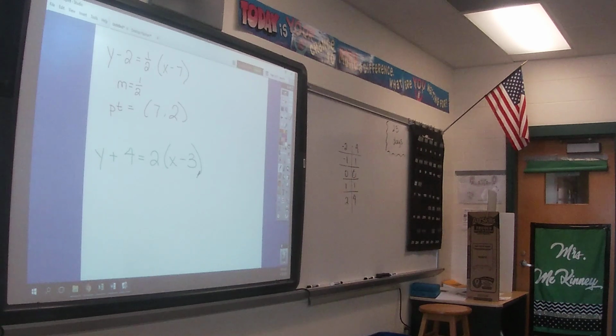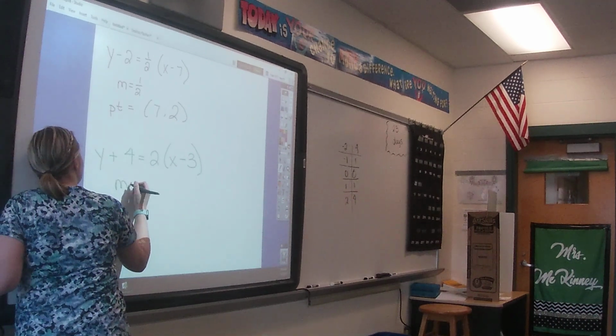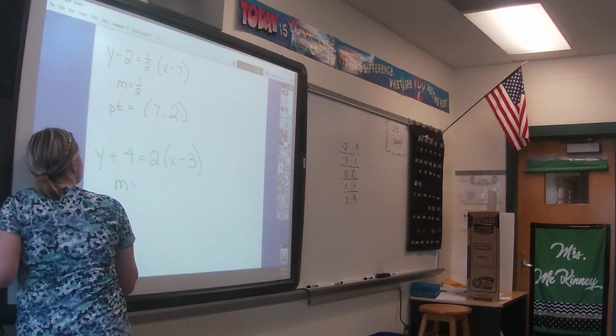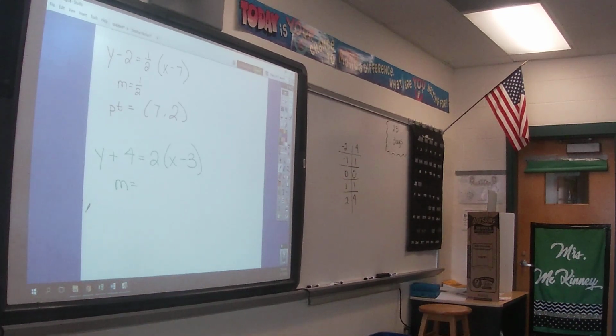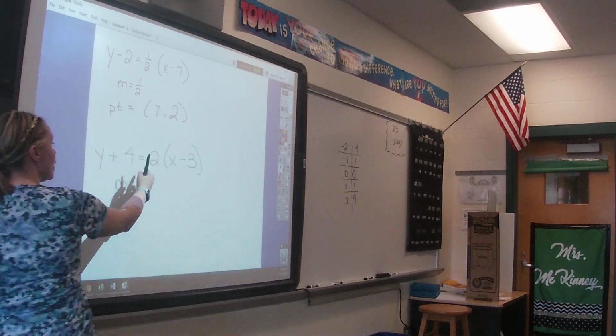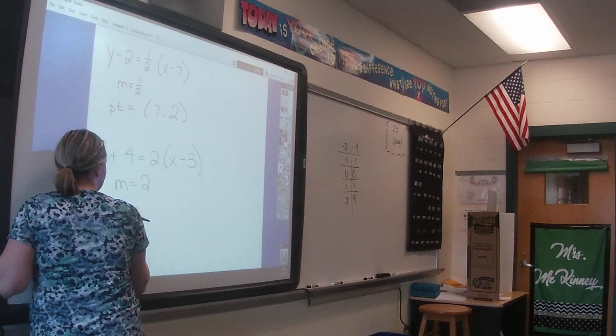Okay, so how about y + 4 = 2(x - 3)? What's our slope going to equal? Two, right? It's always the number in front of the parentheses. So our slope is going to be 2.